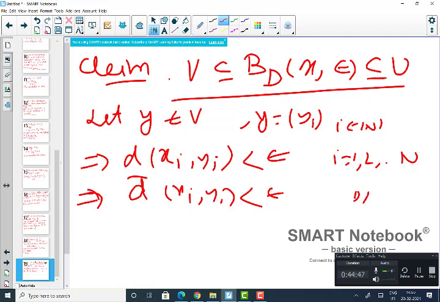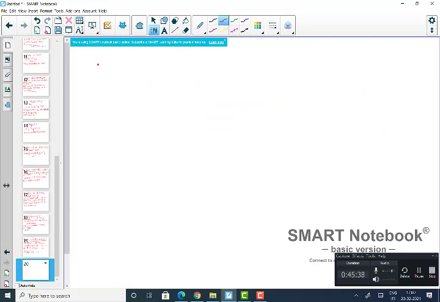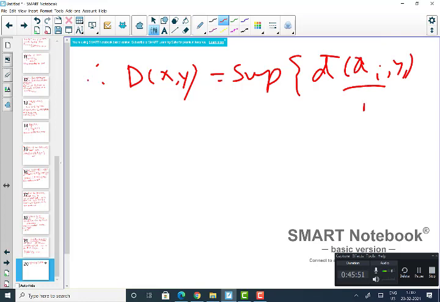That means the rest of the elements are bounded by 1/N. Okay, so this is still 1/N, and you see d-bar of x_i, y_i divided by i, you can choose by i. This is the way I am defining it, right? So when i is greater than capital N, this is less than 1/N, right? So this is for all i bigger than N, and hence up to capital N it is less than epsilon, and other than that it is bounded by 1/N, right? So what does that mean? That is the supremum. Thus this d(x, y) is the supremum of d-bar(x_i, y_i)/i, and this supremum is nothing but epsilon, right?